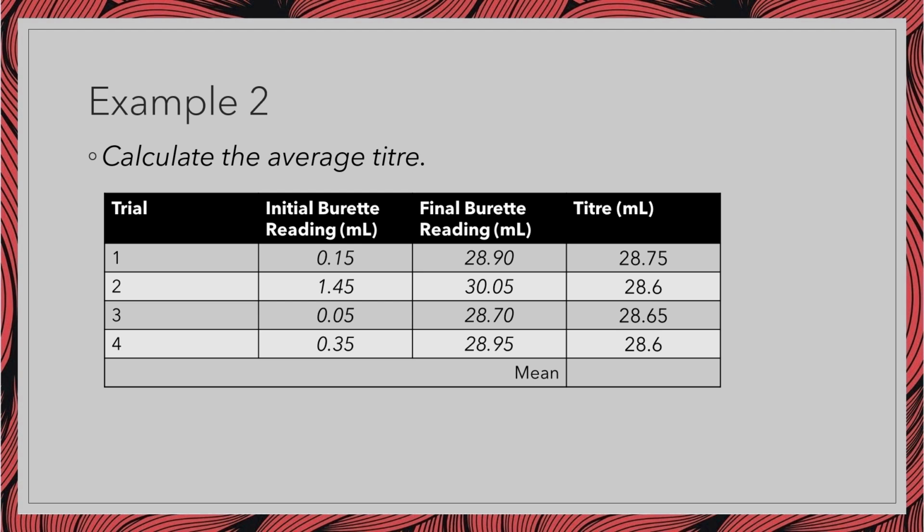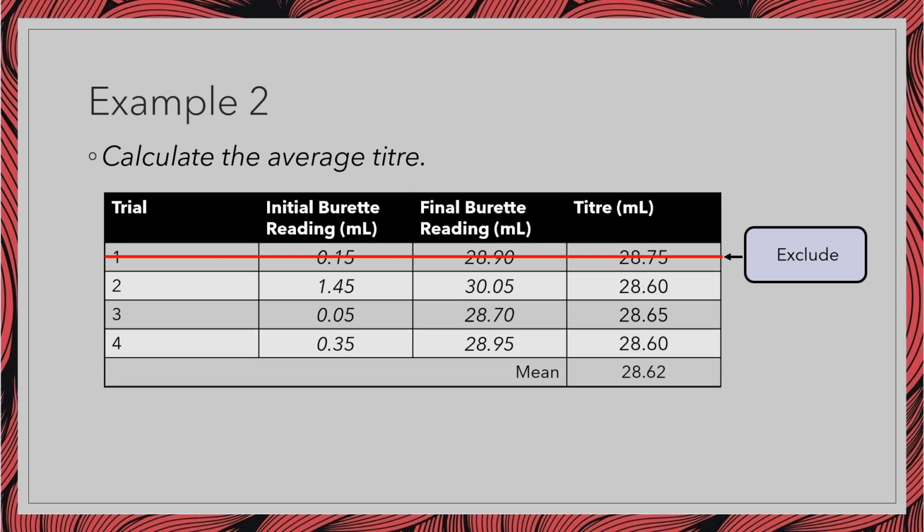Notice how the top one is 0.15 above the lowest one. So that one's going to be cast as an outlier. And it's the first one, so it's just a typical overshoot titration. But whoever did it got it pretty close. So 28.6, 28.65, 28.6, average them out, gives us 28.62.